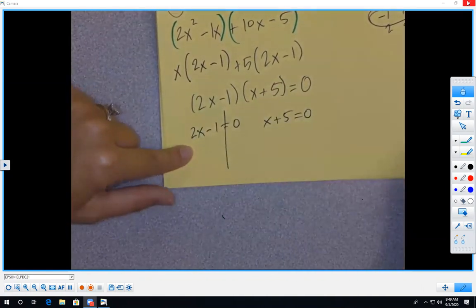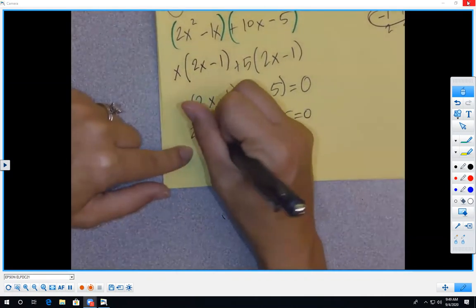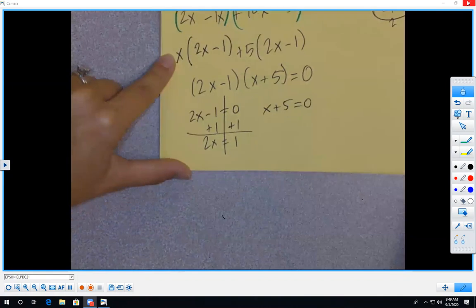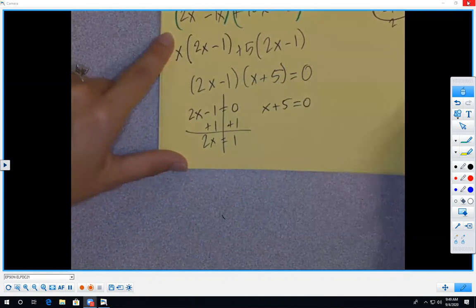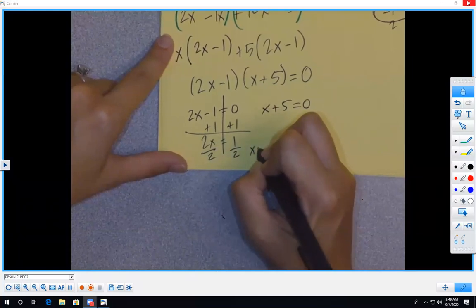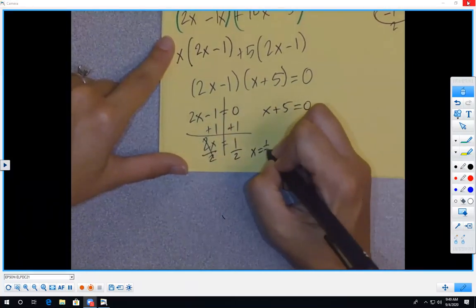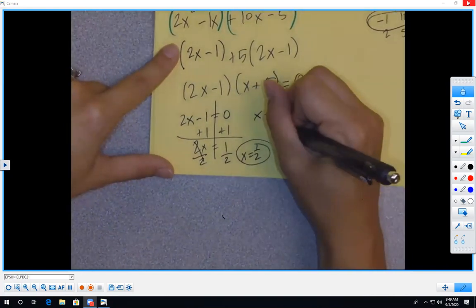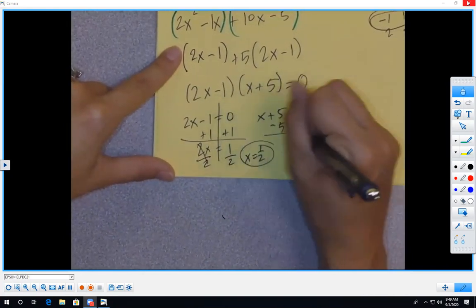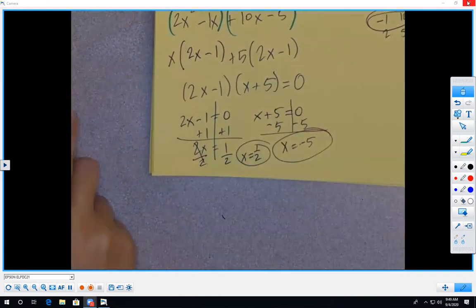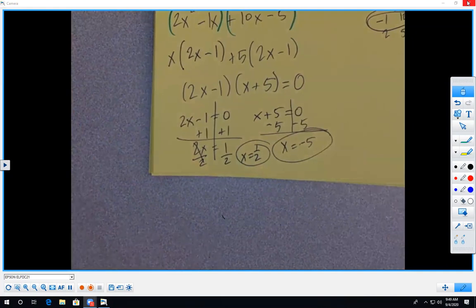So on the left-hand side, 2x minus 1 equals 0. I'm going to add 1 to both sides, and I get 2x equals 1. How do I solve for x? Divide both sides by 2, and so I get x equals 1/2. On the other one, subtract 5 from both sides, and I get x equals -5. Questions about that?